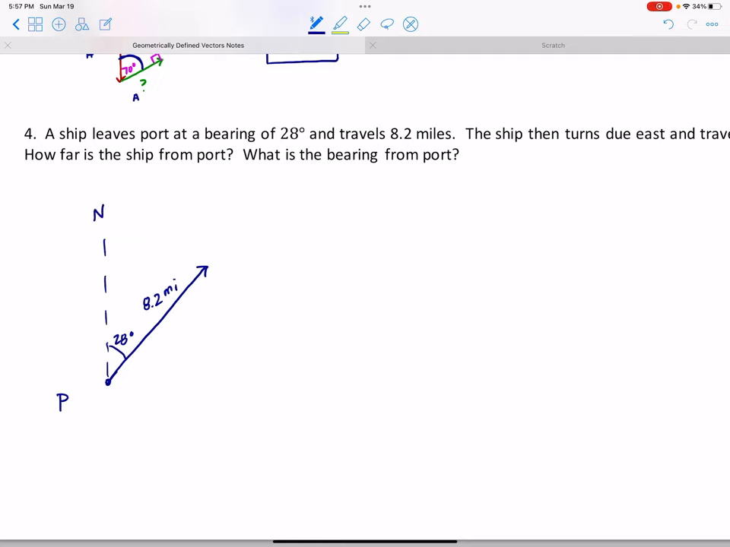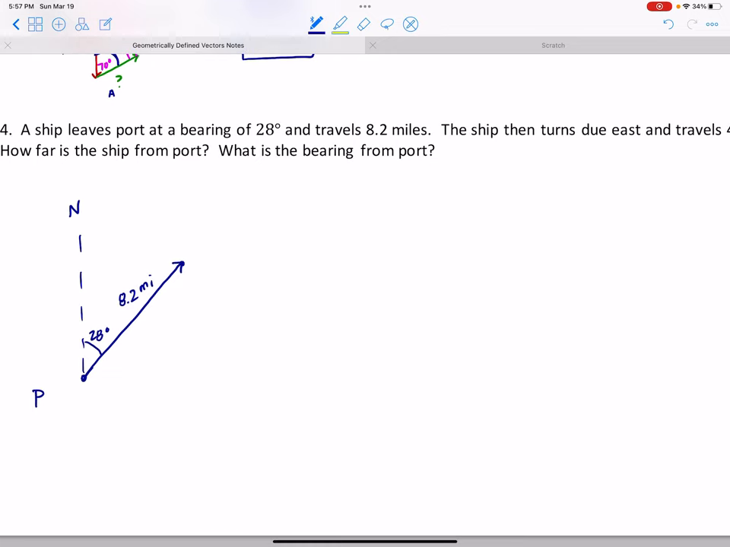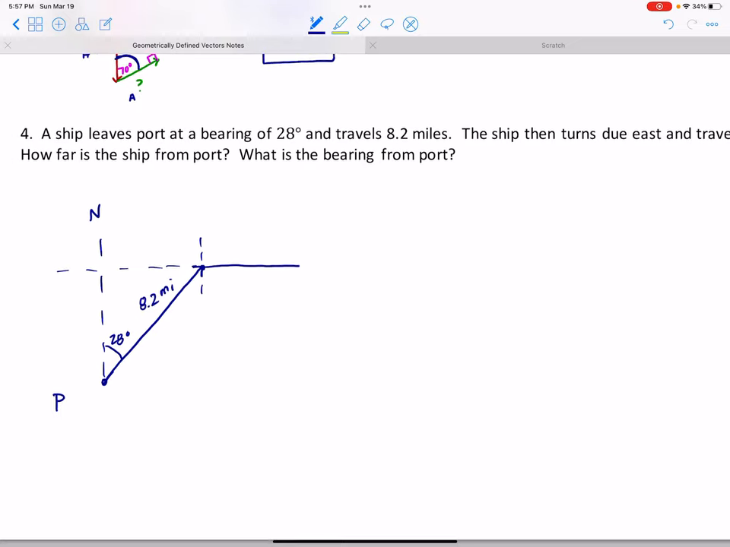Okay. Then it says, at this point, it's going to turn and go due east. So I already have my north line here. If I went due east from this point, it's going to go this way. And if you want, you could put your north line in here too. It's going to go this way, and that's going to happen for 4.3 miles. So this is going to be 4.3 miles here. And again, a vector with a magnitude of 4.3 and a direction due east.